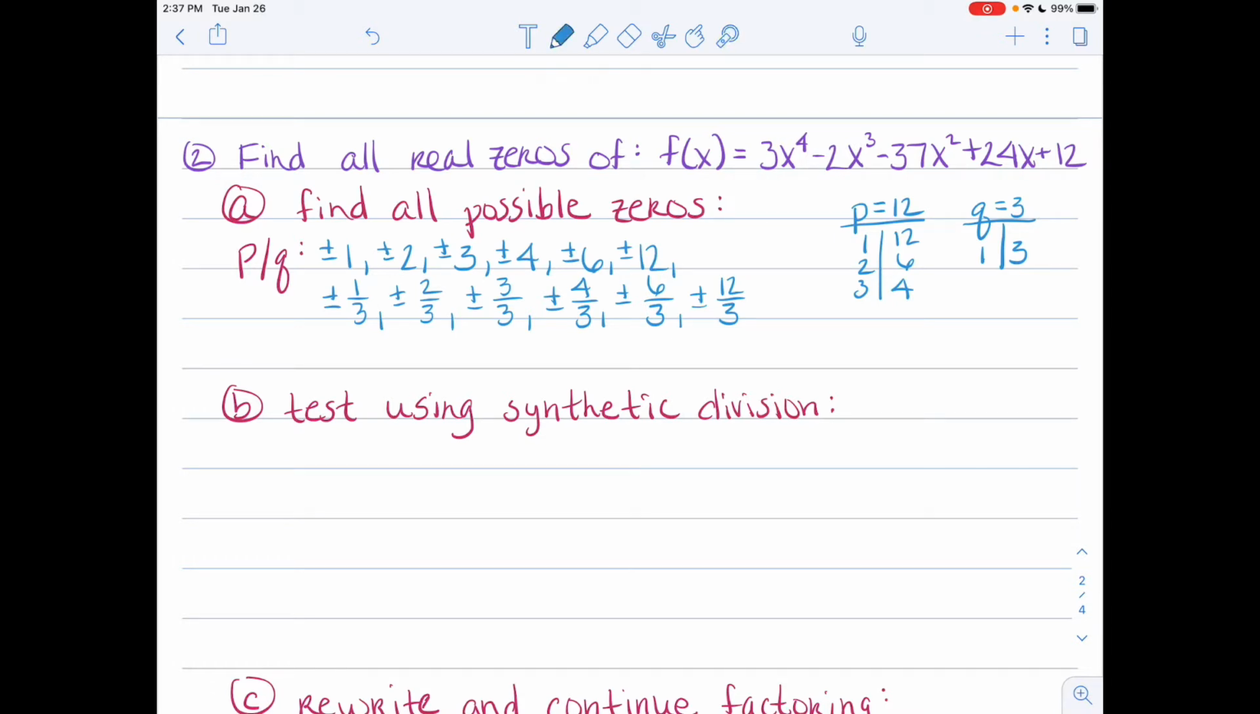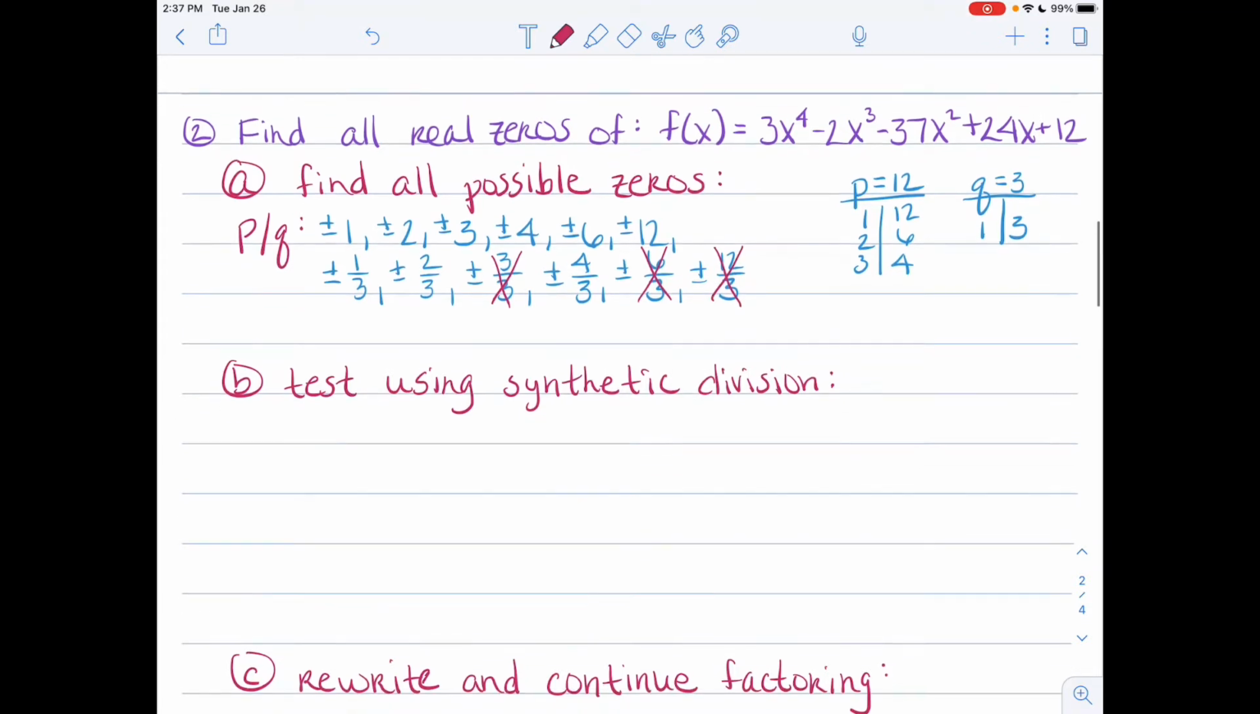Now, we can whittle down this list just a little bit by recognizing that some of these factors are duplicates. 3 divided by 3, well, if we simplify that, it's 1, and that's already accounted for. So I'm going to cross that one out, not because I know it isn't a solution, but because it's already part of my list. The same thing with 6 over 3, because that's 2, and 12 over 3 is 4.